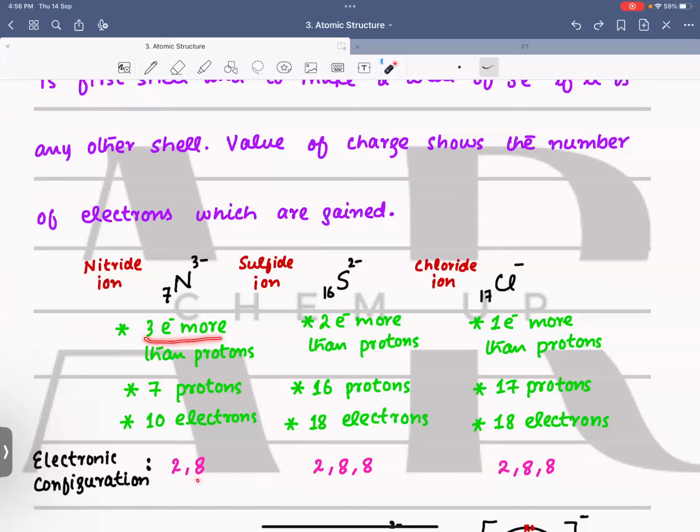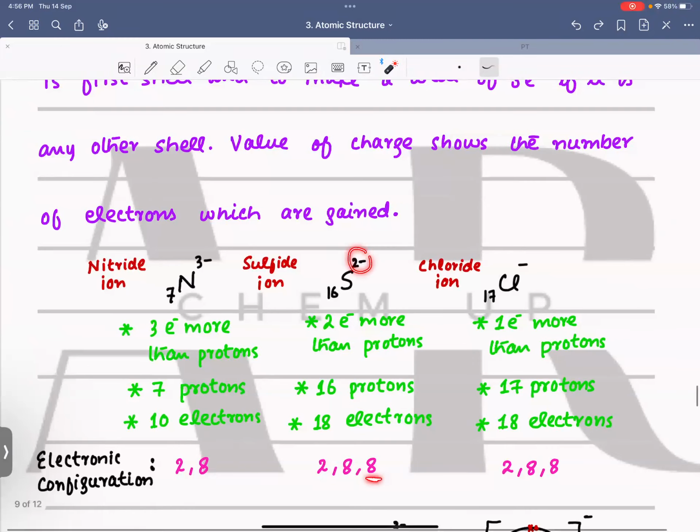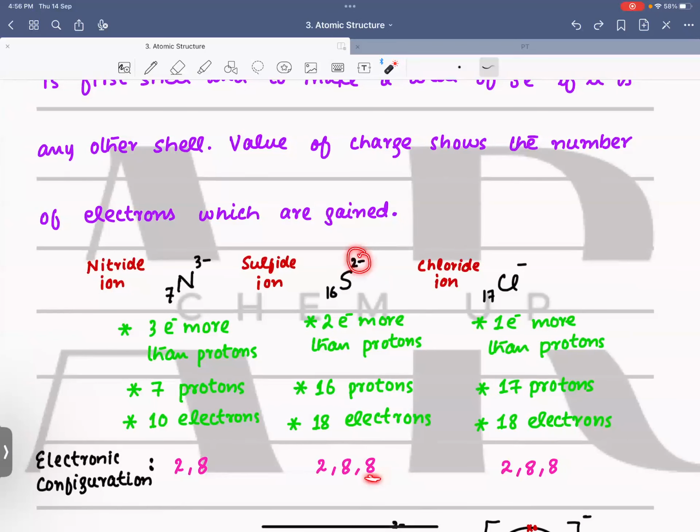In a similar way, here, how many electrons were there before it becomes an ion? How many electrons is it gaining? 2. So it means 6 electrons over there. Is this clear? Now, in this chloride ion, it was 7, and when it gained 1 electron, there is 8 now, and it becomes a chloride ion.